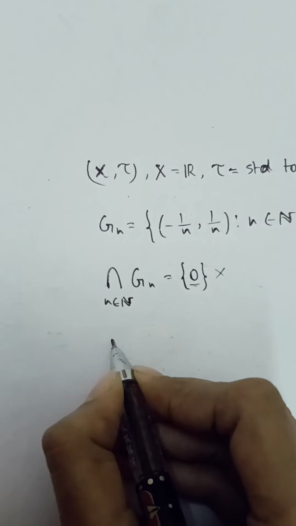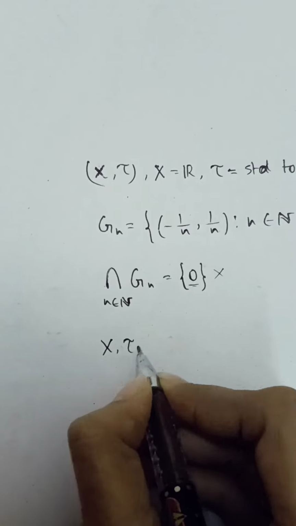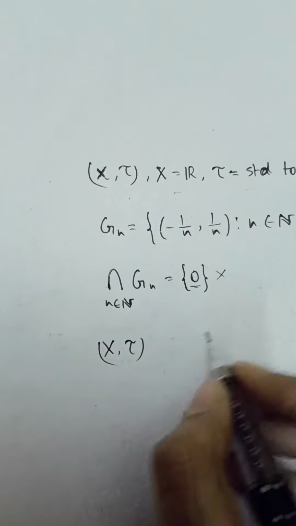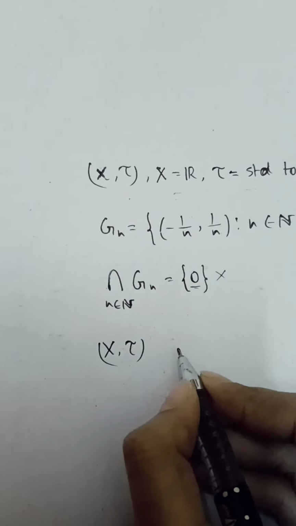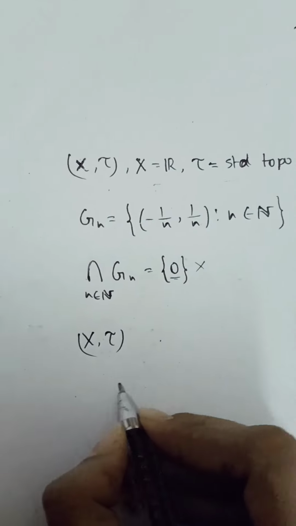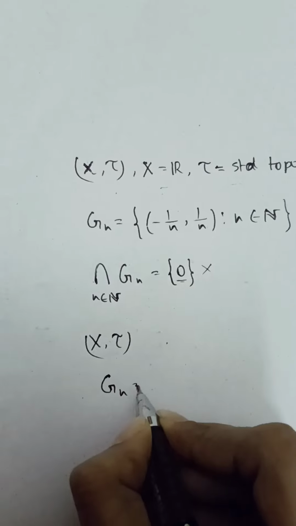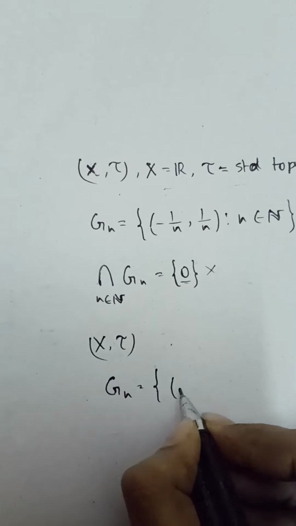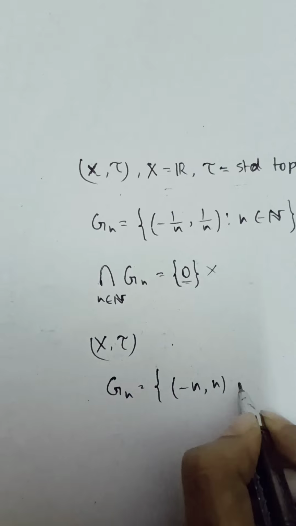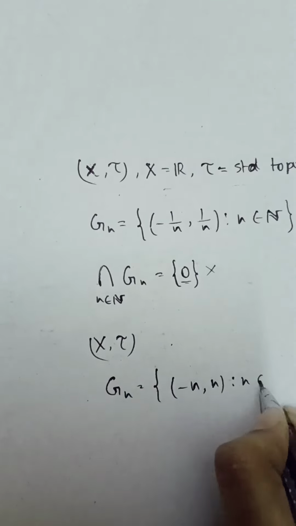But let us take (X, tau), where X is equal to R and tau is the standard topology. And let us take G_n as the interval minus n to n, where n belongs to the natural numbers.